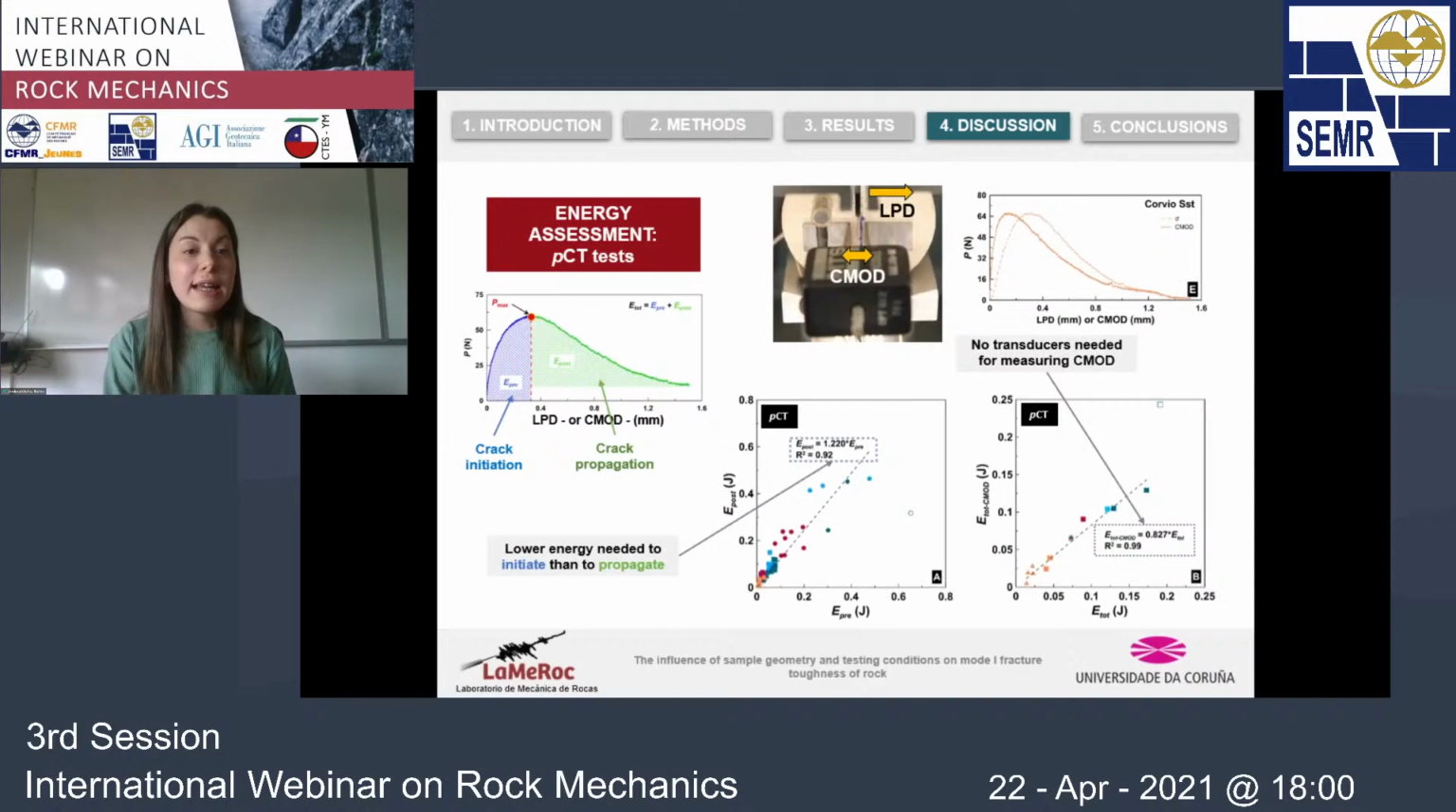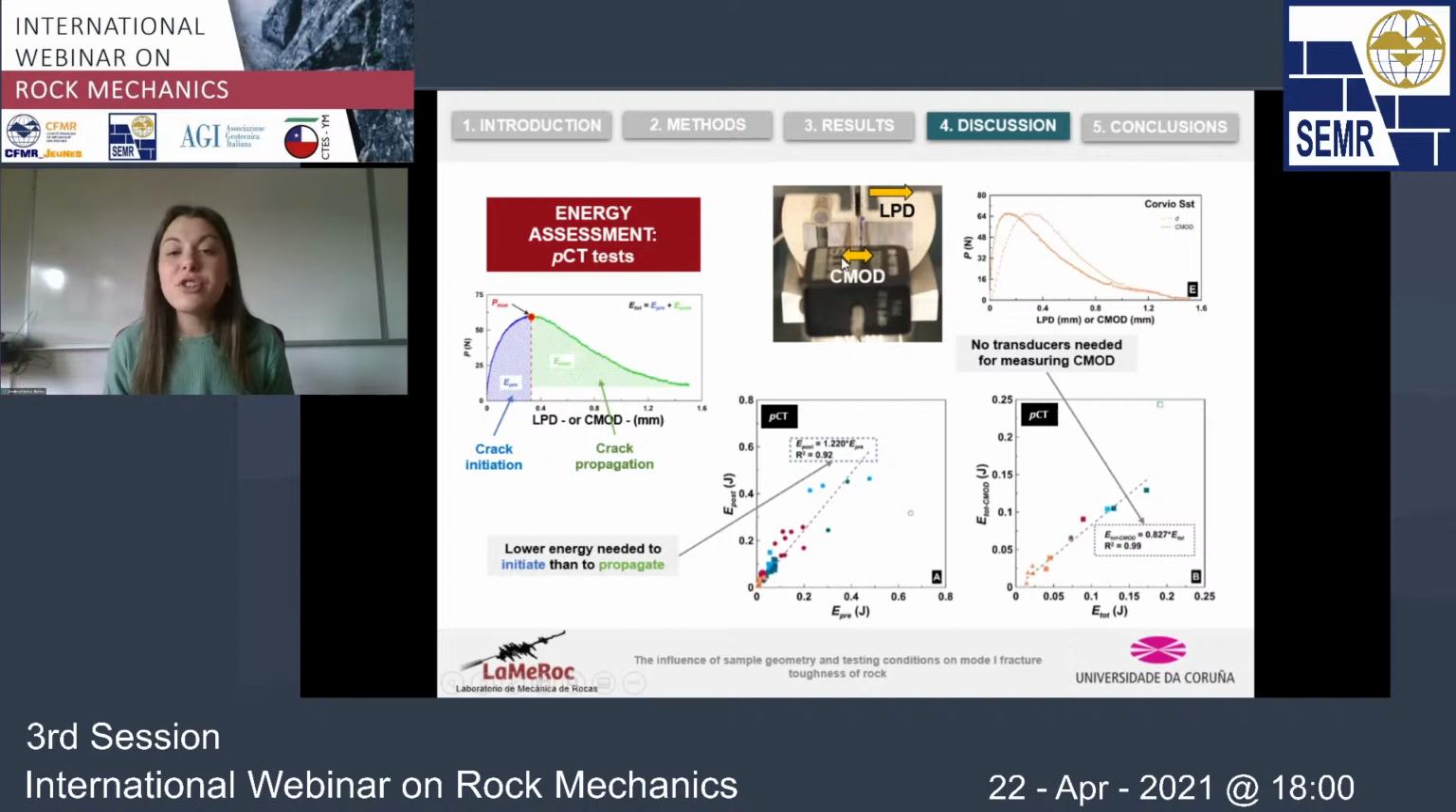Thanks to recording the complete load displacement curve, we could compute not only the area, the energy needed to initiate the crack before the peak load, the pre-peak energy, but also the post-peak energy, that is the energy needed to propagate the crack. By plotting one magnitude against the other, we observed that in general, there was a lower energy needed to initiate the fracture than to propagate it.